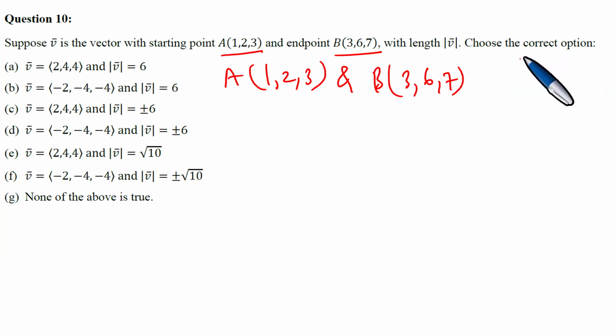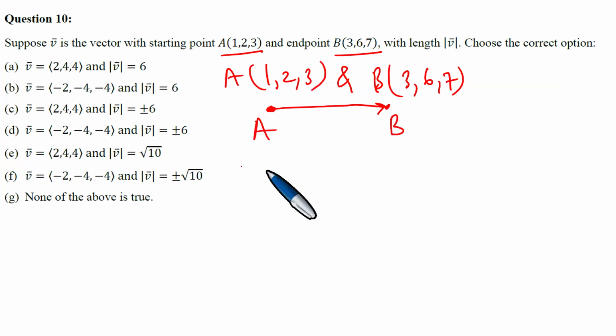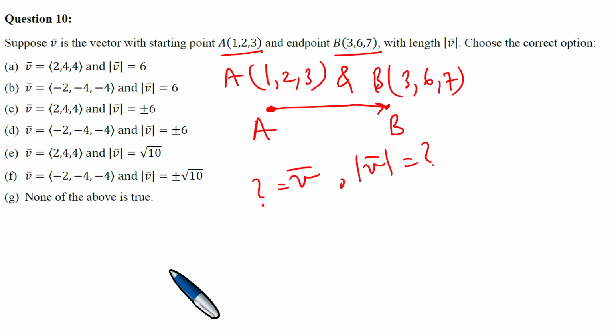Now we are saying V is the vector with this starting point and this end point. The starting point is A, and the end point is B. Now the question is, what is the vector V? But also find the length of V. Right, I'm giving you a minute to try this particular question.